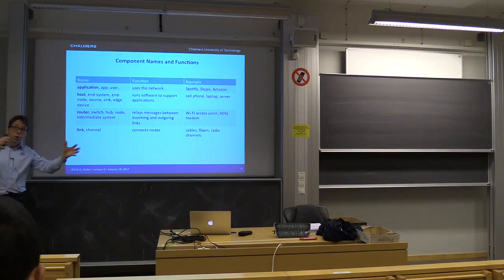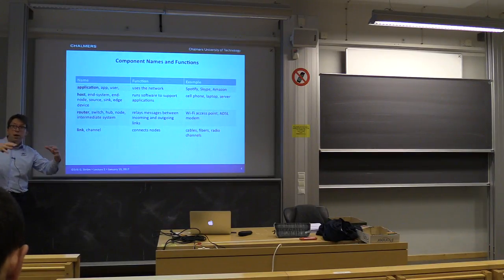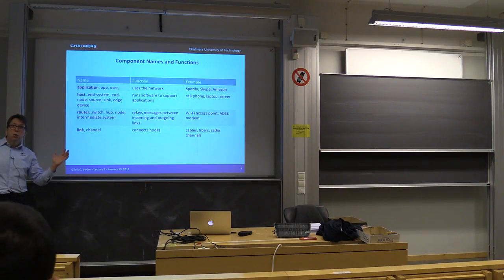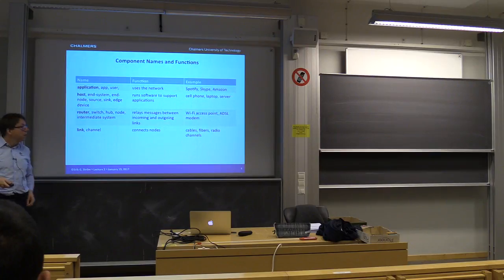We have the inner part of the network, the inner part of the cloud, and then things which are attached on the, shall we say, outside of the cloud. So these are the ones on the edge. All of these are roughly the same type of devices. And then we have routers, which could also be called switches, hubs, nodes, or intermediate systems.